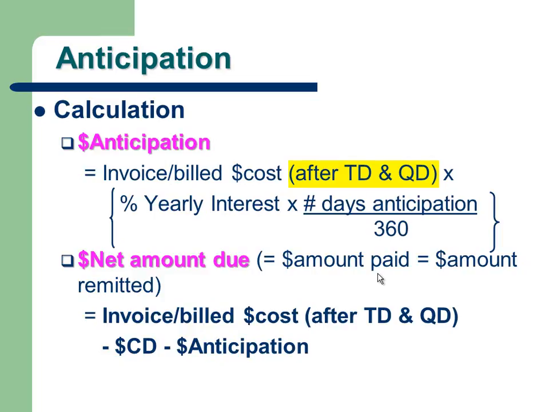And on top of the cash discount, you're also going to get the anticipation back, right? So your net payment due is going to be invoice cost minus cash discount minus anticipation. So anticipation is an additional cash discount on top of the cash discount.